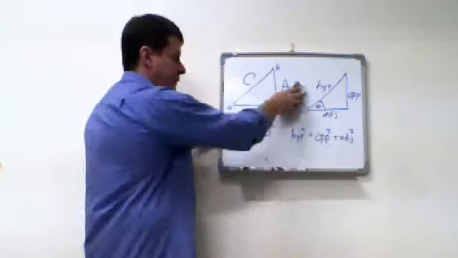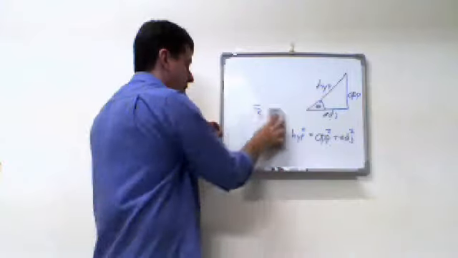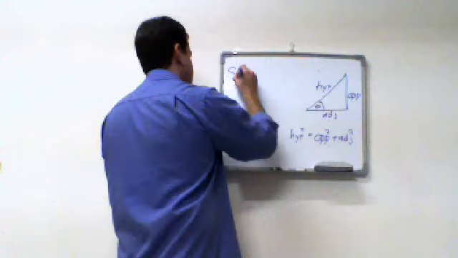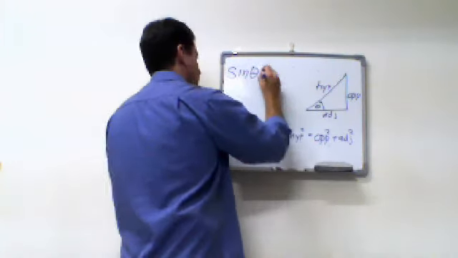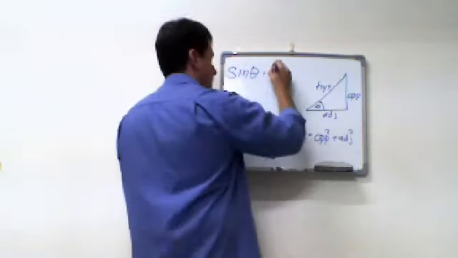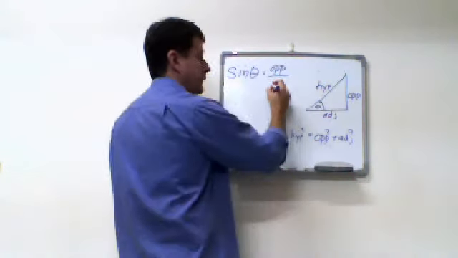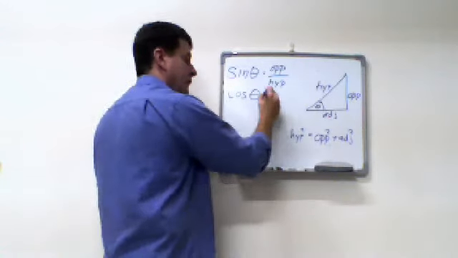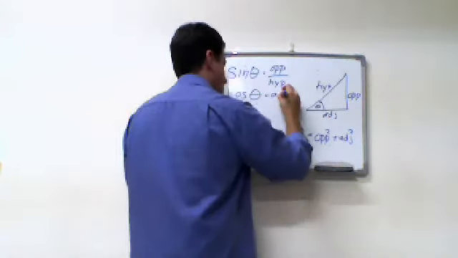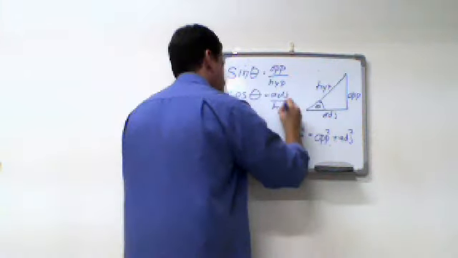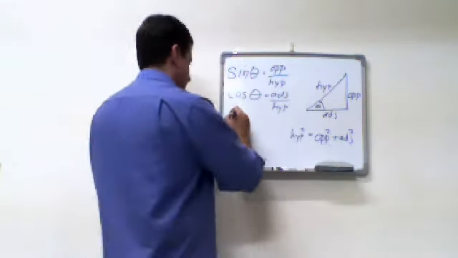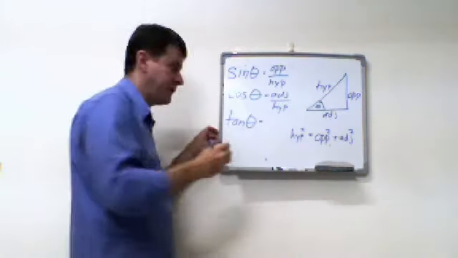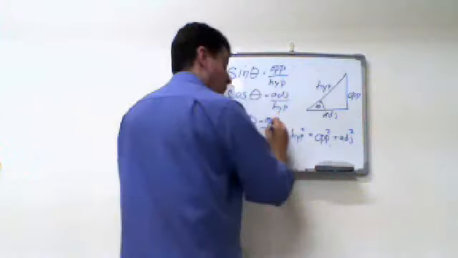Similarly, we have our trig identities, sine, cosine, and tangent. And let's look at them in the system. So for sine of theta, that's going to be equal to the opposite side over the hypotenuse. The cosine of theta is going to be equal to the adjacent side over the hypotenuse. And finally, our tangent of theta is going to be equal to the opposite side over the adjacent side.